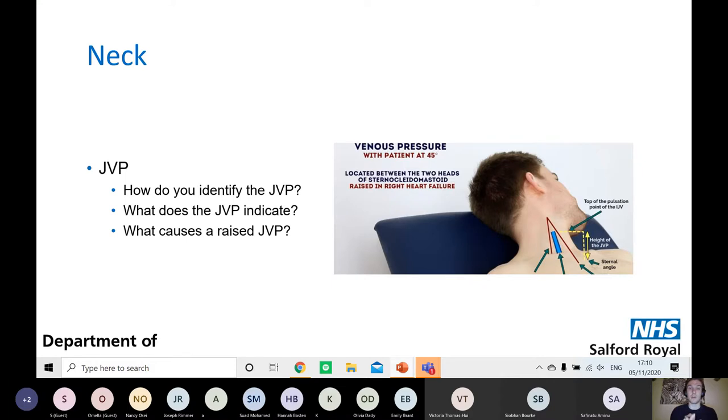So you need to make sure that your patient's positioned correctly. You need to make sure that you're looking in the right place. And the kind of things that increase the JVP in a respiratory exam would be thinking about things like COPD, which can lead to cor pulmonale, as we talked about last week. That increase in right-sided pressure leads to a raised JVP. So if you can appreciate a raised JVP, be thinking along the lines of COPD. In our patient that we're looking at today, that's not the case. So they have a normal JVP.